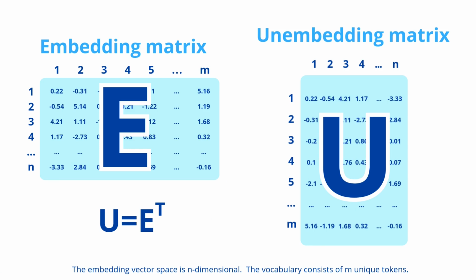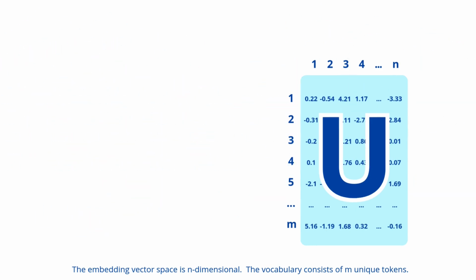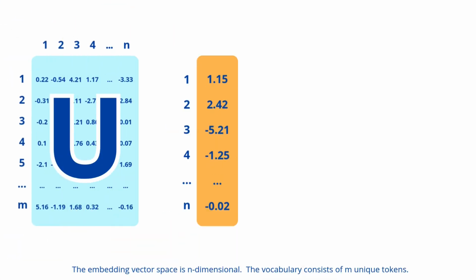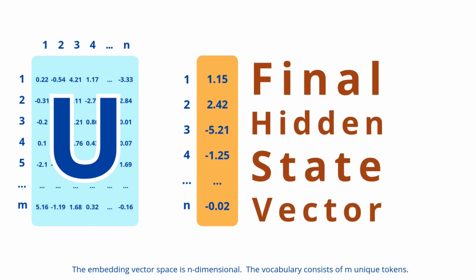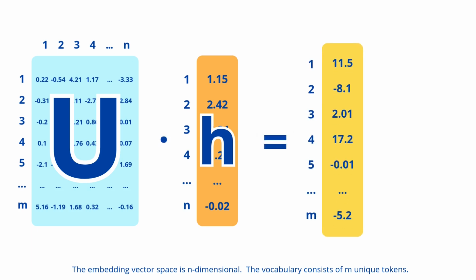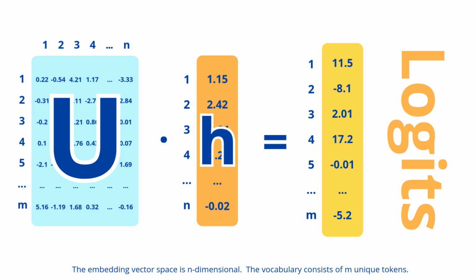Okay. So what do we do next with this matrix U? So we've got two things here. First, there's the unembedding matrix, which is a fixed part of the model. And second, there's the output from our language model, the final hidden state vector, which the model generated based on the context so far. Let's label it as H. Now we can perform matrix vector multiplication, which gives us a vector of logits. Let's call this vector Z. Notice that Z has the same number of dimensions as the number of unique tokens in the vocabulary.